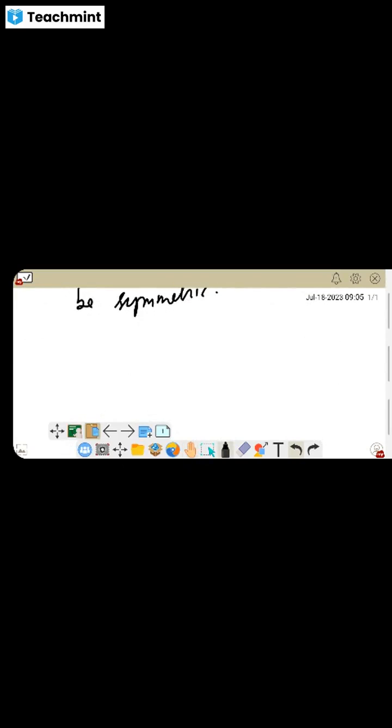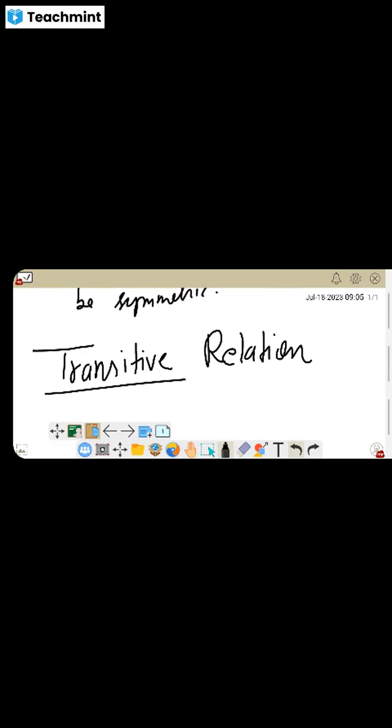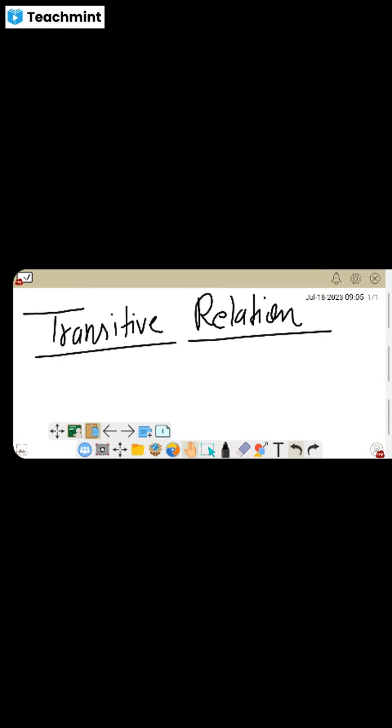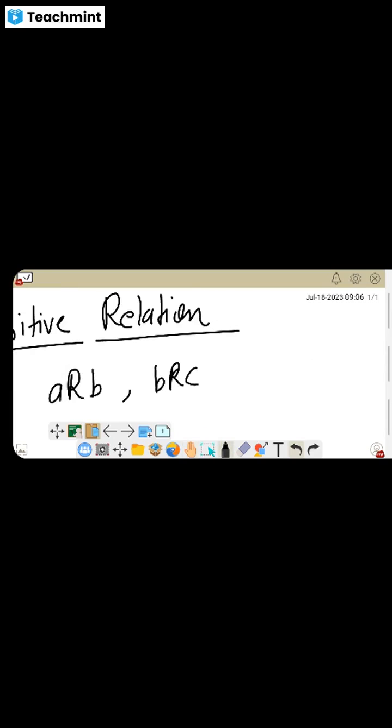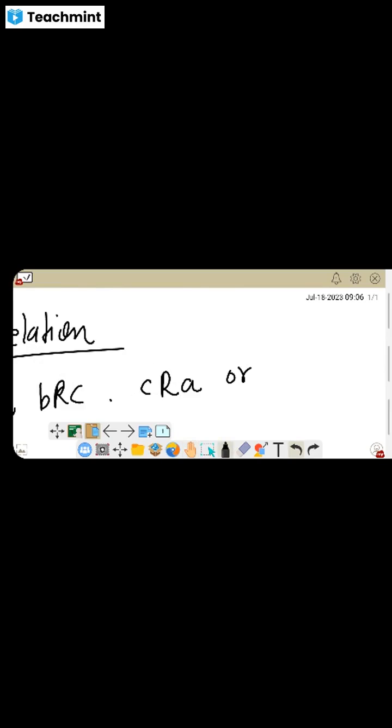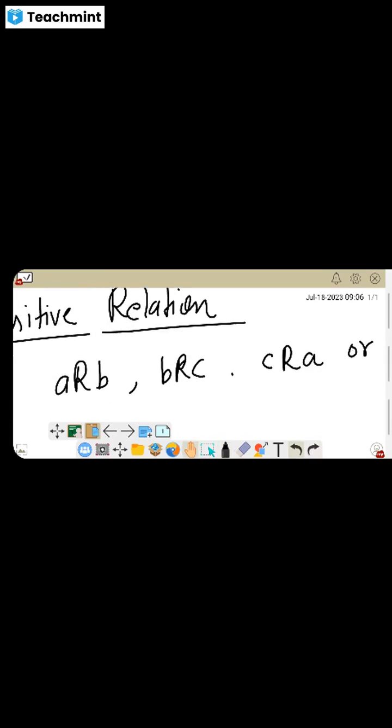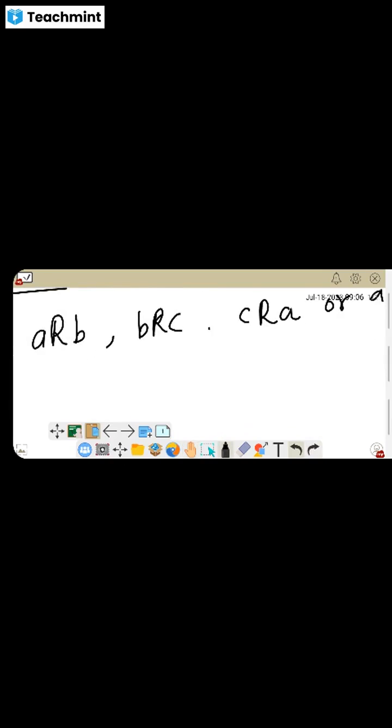Now, next type, transitive relation. If A is related to B, B related to C, then it must be C related to A, or A related to C. If any one of them we have, then we can say the given relation is transitive.